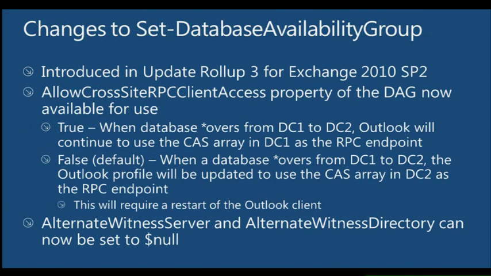Another change that we introduced, and this directly affects database availability groups, is a property called allow cross-site RPC access. Up until update rollup 3, that property did absolutely nothing. It's a Bool property, so you could set it to true or false, and you could set it all day and all night. It wouldn't do anything until update rollup 3.